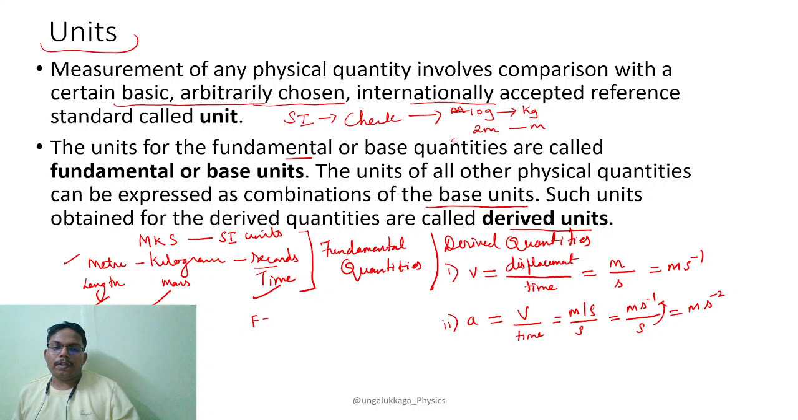F is equal to ma, which is Newton's second law. M is the mass. The SI unit of mass is kilogram. Acceleration we already know, meter second power minus 2. So this is a derived unit.